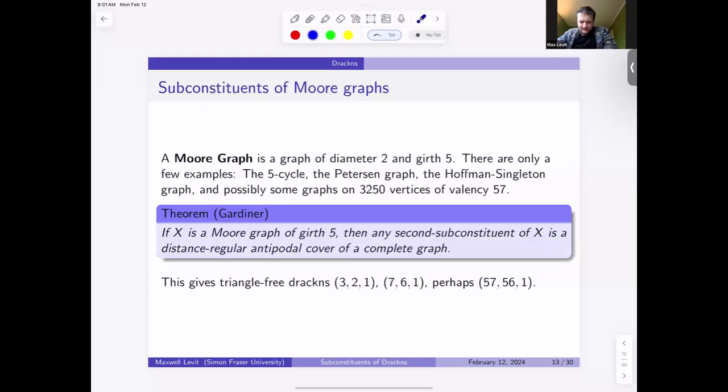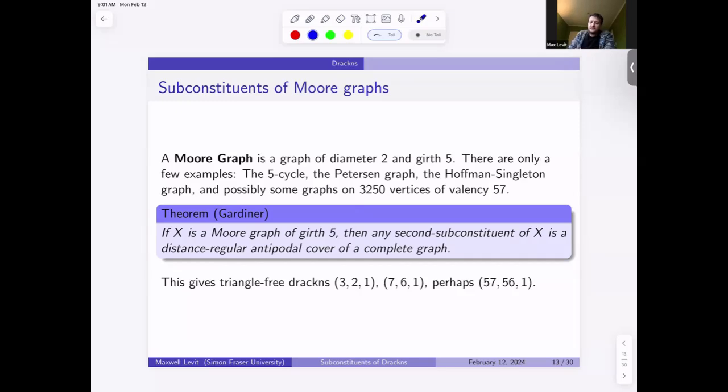Let me say just a little bit more about this Moore graph. You could define a Moore graph as such. There are a lot of different definitions of Moore graph. Some of them give exactly this, some of them give broader classes of graphs. But in particular, when I'm talking about Moore graphs here, in the context of Gardiner, this result is just saying that if I have the 5-cycle, the Petersen graph, the Hoffman-Singleton graph, or the putative graph on 3,250 vertices, then their second subconstituents are Drackns with these parameters.